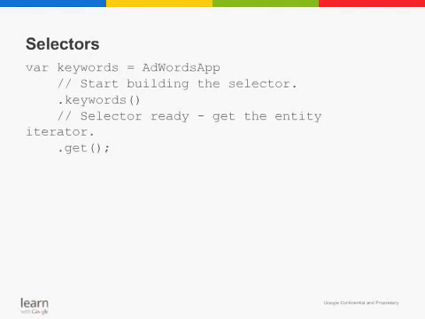This is a very basic selector. We call AdWordsApp, which tells AdWords scripts that we want to look at our AdWords campaign data. We say .keywords, which says we would like to build a keywords selector. And in this case, we just call get. This will return back an iterator, which I'll explain in a short while, that would give me every single keyword that's in my account, one at a time.